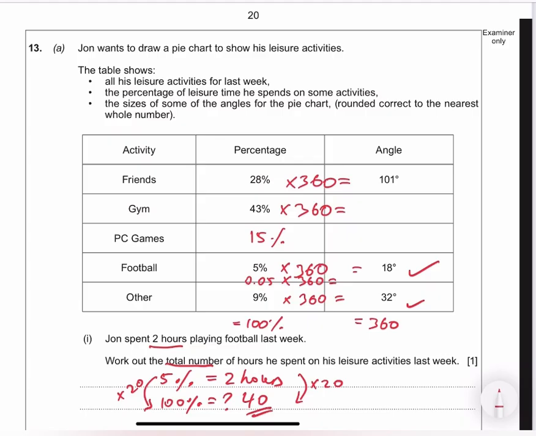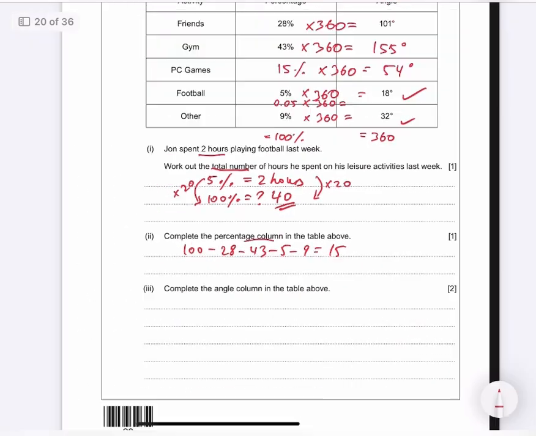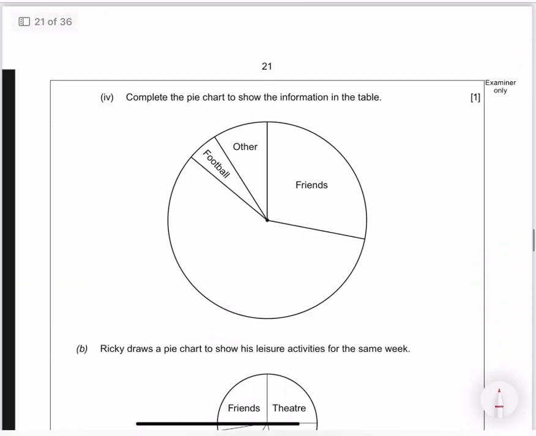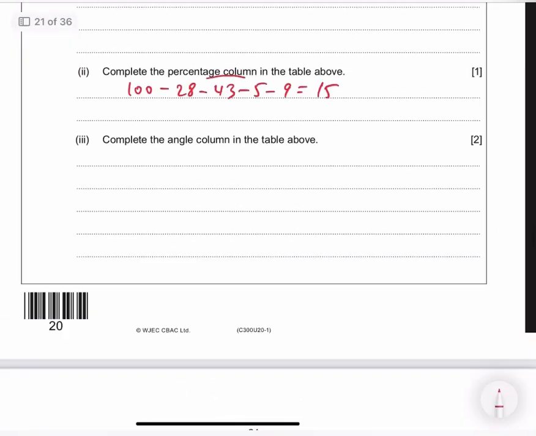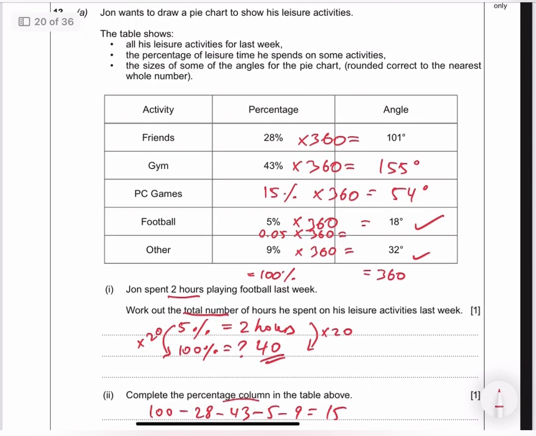And you're going to do the same for the other two. So 43% times 360 will give you 155, and 15% times 360 will give you 54. Just double check, see all your angles add up to 360, and they do. Okay, now next, you need to complete the pie chart for the 2 missing values, which we just completed, gym and PC games. So we need to show 2 angles on it, 155 degrees and 54 degrees.